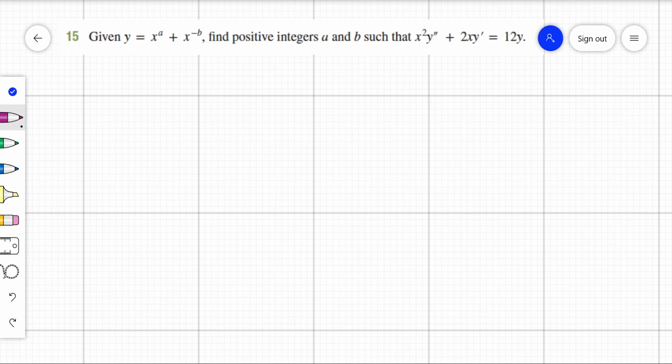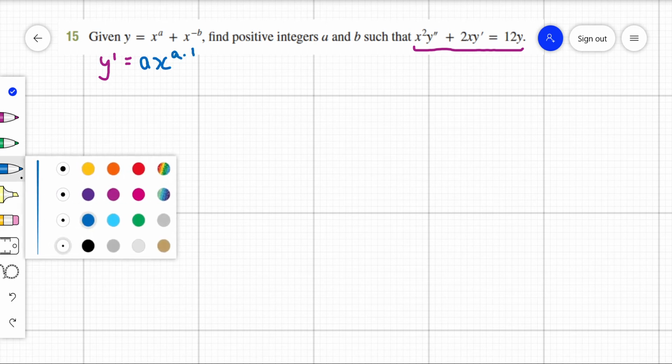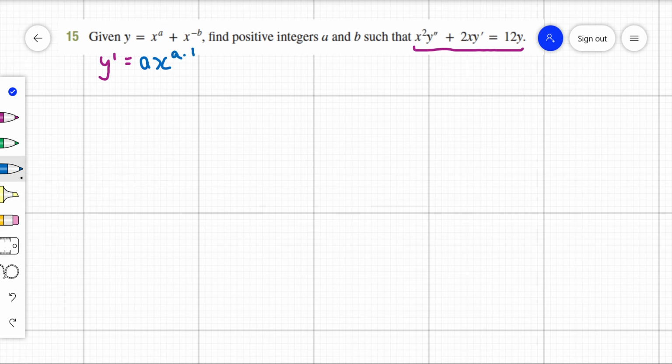Alright, so clearly if I want to fill stuff into this equation, I need y dash and y double dash. So let's just go ahead and find y dash and double dash first. So y dash would be ax to the a minus 1, and then I get minus b x to the minus b minus 1 there. So that would be y dash.